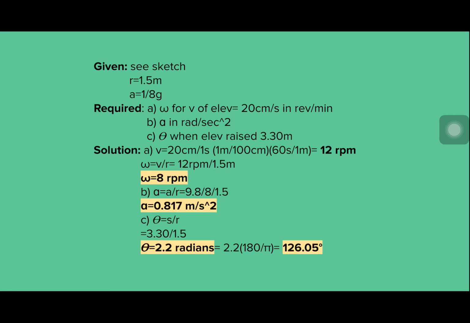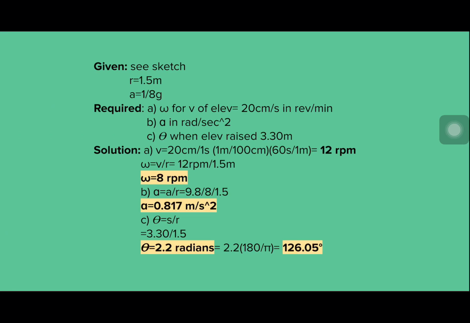So getting into our solution, we have right here our givens. You have seen the sketch earlier. And we have a radius of 1.5 meters, which is half of the 3 meter diameter. Then we have our acceleration required, which is 1/8 g. Now we are looking for the angular velocity for a velocity of the elevator equal to 20 centimeters per second, expressed in revolutions per minute. Then we have alpha, angular acceleration, in radians per second squared. Lastly, we are looking for theta when the elevator is raised 3.30 meters.